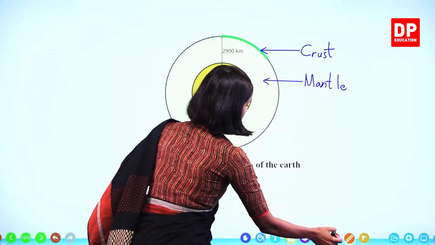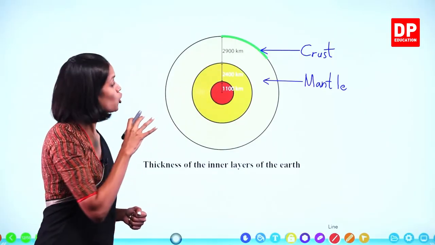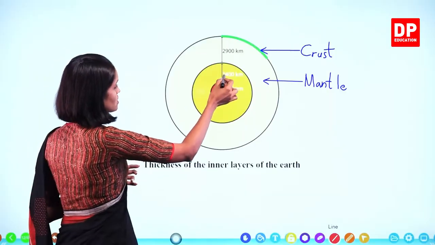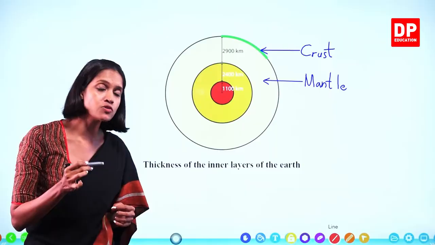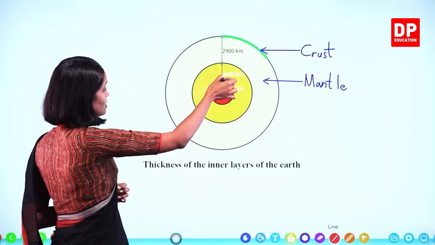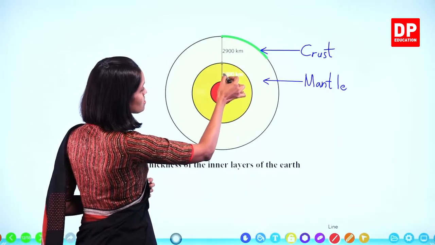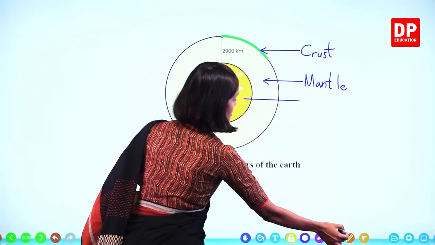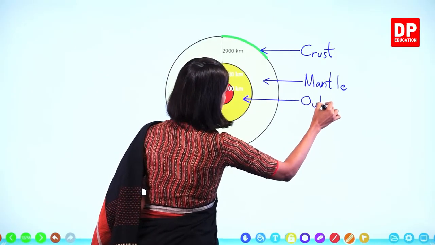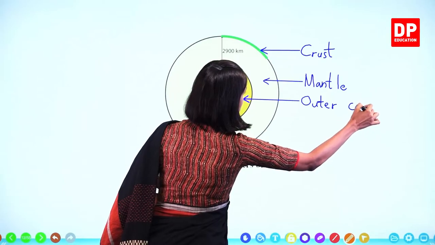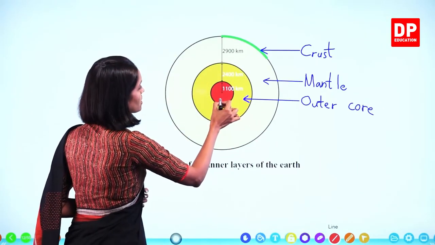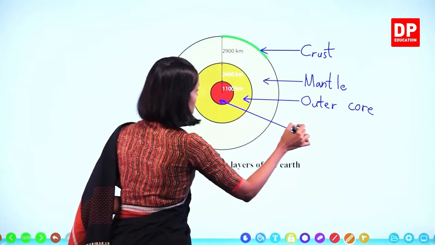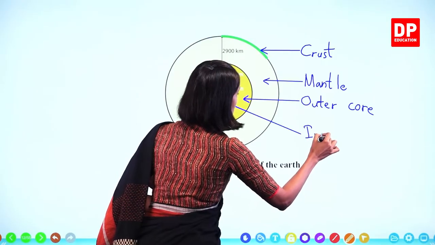Then the third layer. Now, the third layer is known as the core. We all know that core has two other areas, outer core and inner core, right? So look at this one. What is the thickness of the core? That is 3,500 kilometers. Now, out of that 3,500 kilometers, the thickness of the outer core is 2,400 kilometers. That is the outer core. And finally, the thickness of the inner core is 1,100 kilometers. That is the inner core.